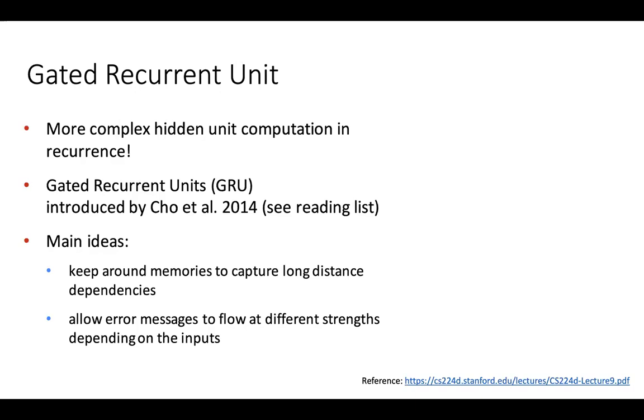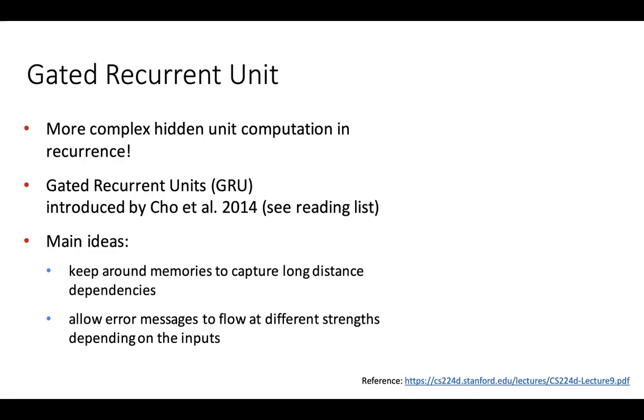GRU was developed in 2014 by a very famous researcher, Kyunghyun Cho, who is Korean, in order to do neural machine translation, NMT, so translating French to English or English to French, something like that.